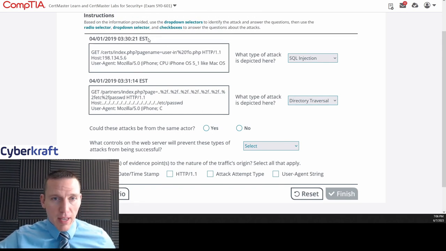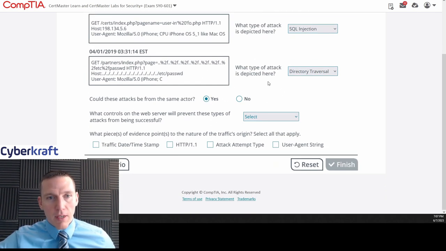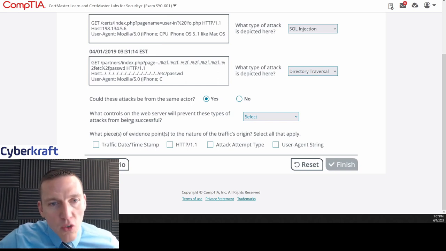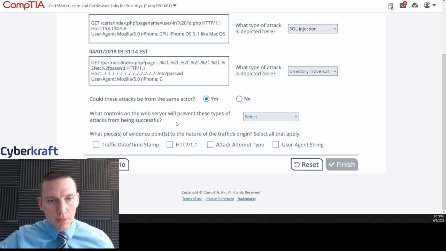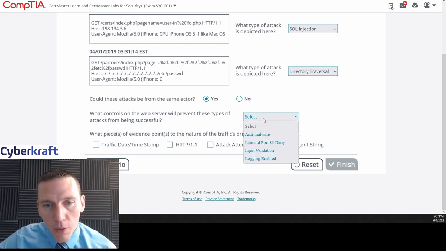And I think because of that, the timestamps are very close to one another, and we see the user agent using the same browser, Firefox, and the same device. So, yes. All right, and then what controls on the web server will prevent these types of attacks from being successful? What do we have?